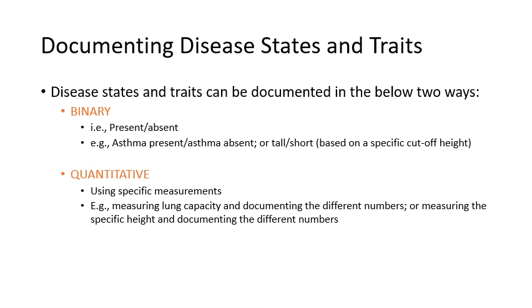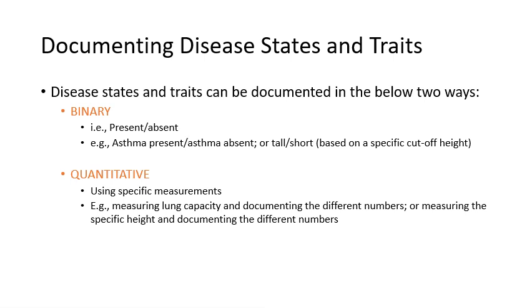So firstly, a trait or a disease state can be a binary trait or a binary disease state, which means it's either present or absent. For instance, if we take asthma, we can document it as patient has asthma or patient does not have asthma. So it's present or absent. Or even if you consider someone who's tall or short, you can just have a cutoff and say anybody above that cutoff is tall, anybody below that cutoff is short. So you can say tall or short. So that's binary type of documentation of diseases.